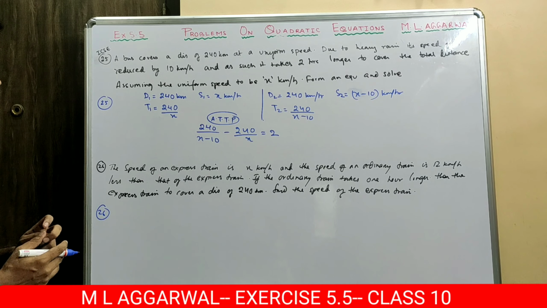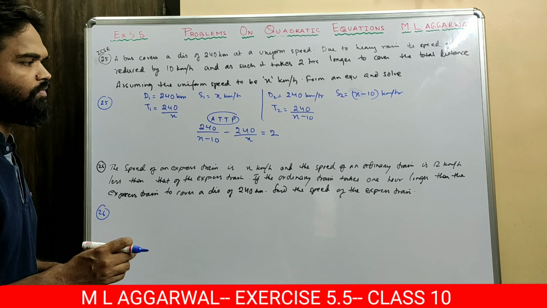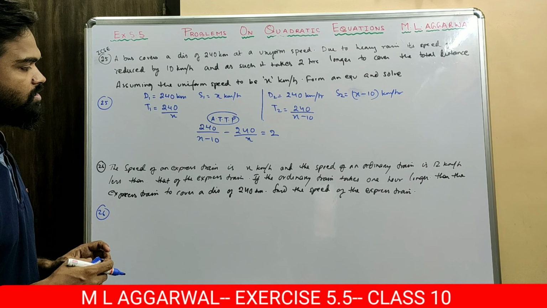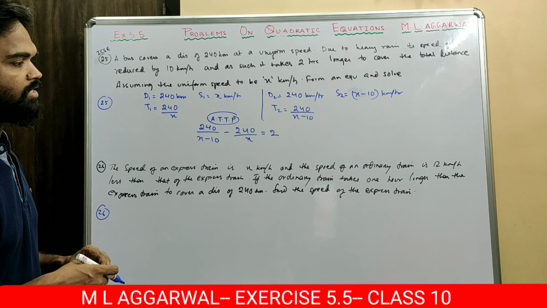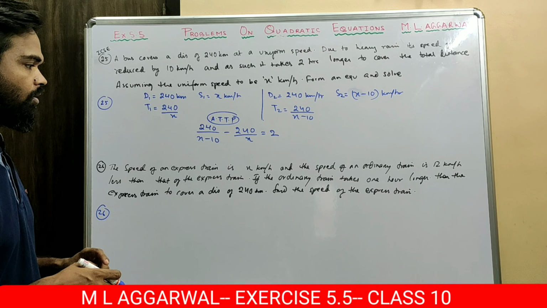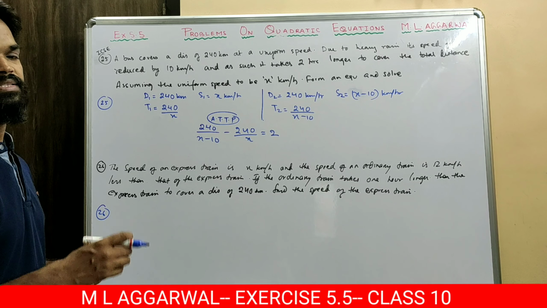Similar sum. The speed of an express train is x km per hour and the speed of an ordinary train is 12 km per hour less than that of express train. If the ordinary train takes 1 hour longer than the express train to cover a distance of 240 km, find the speed of the express train.